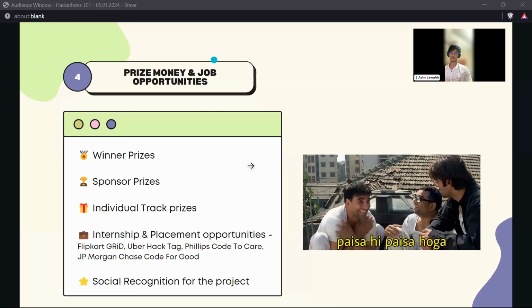And another huge thing is internship and placement opportunities. You want to get placed at Flipkart, just do well in the hackathon. Even Amazon used to do hackathons, but again, I'm not sure which all companies do. But hackathons are one of the ways in which companies hire.